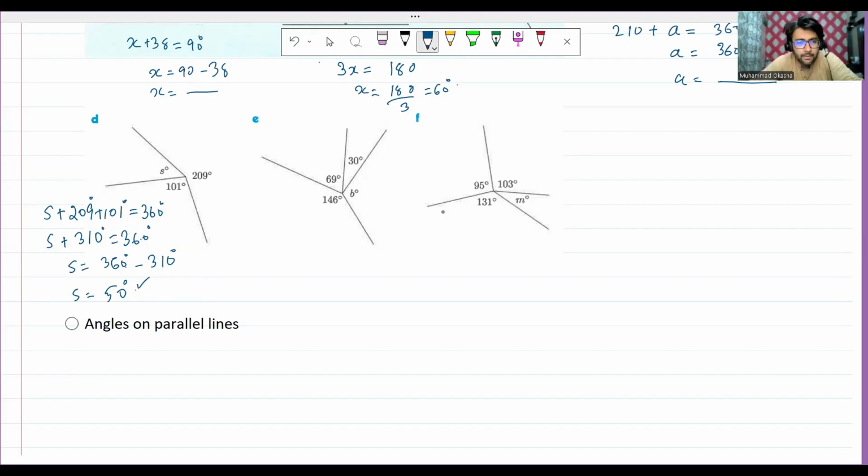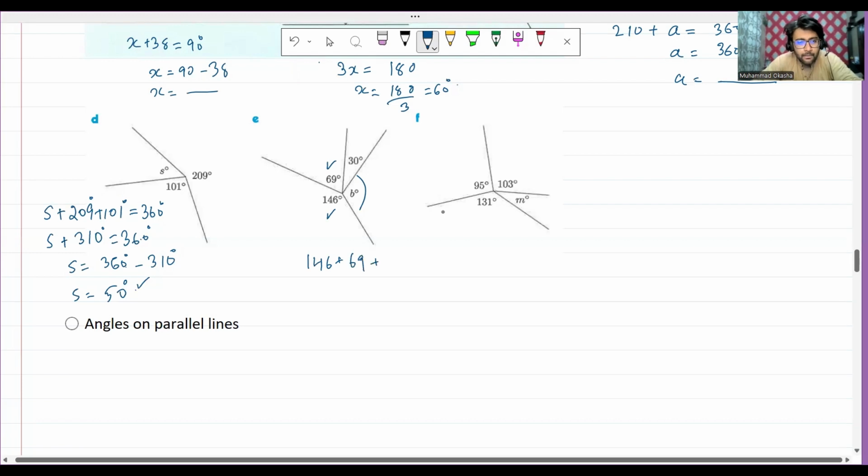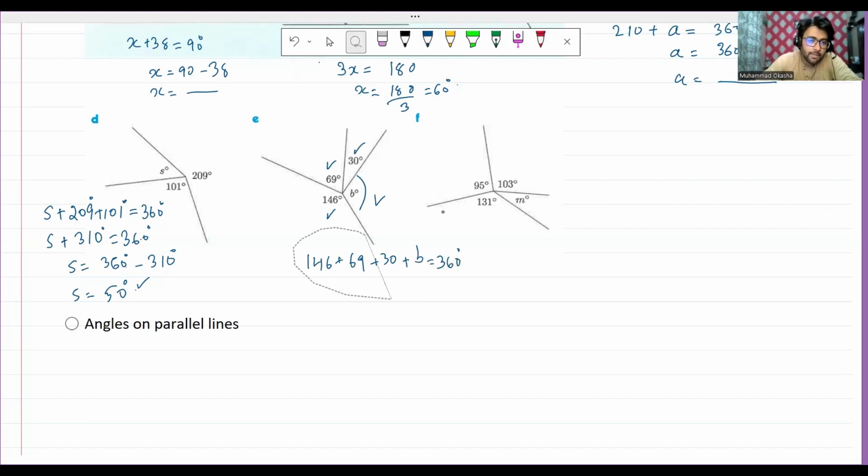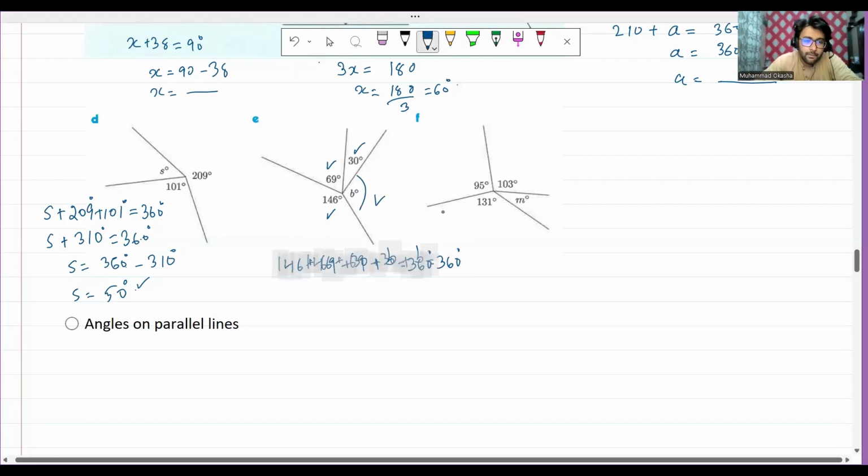If we can do this, I'll just form the equation for you, and I'll let you do the rest. 146 plus 69 plus 30 plus B should be equal to 360 degrees. And you'll do it the same way as we did before. You could just add these numbers and subtract it from 360. Similarly, I'll do the same over here as well.